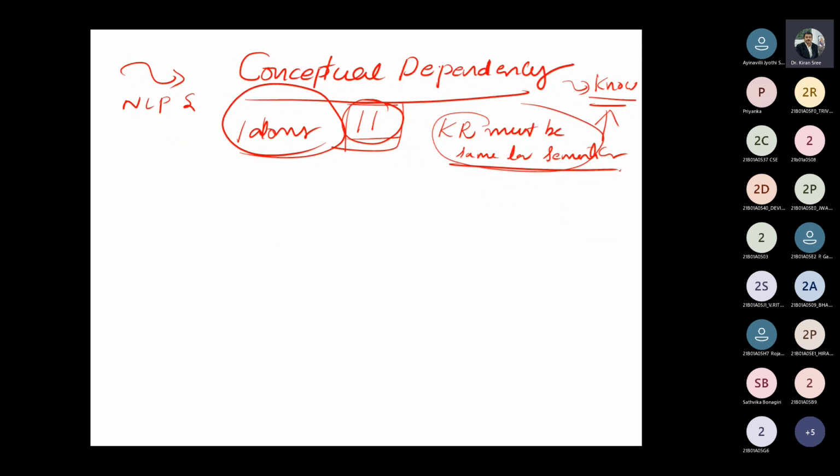Conceptual dependency is a very important thing where we need to represent knowledge uniquely and in the same manner if the semantics is the same. Whatever language you speak, whatever colloquial language, if the meaning is the same, the representation has to be the same.